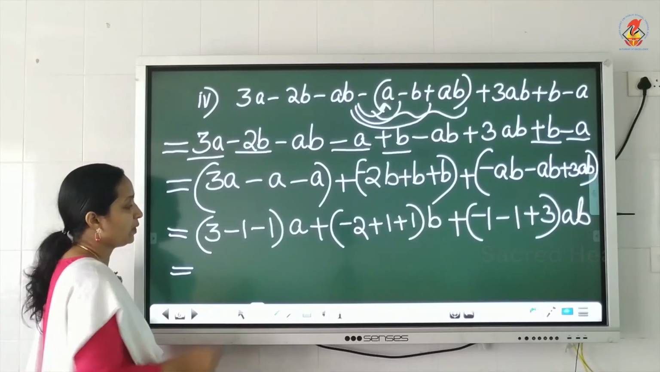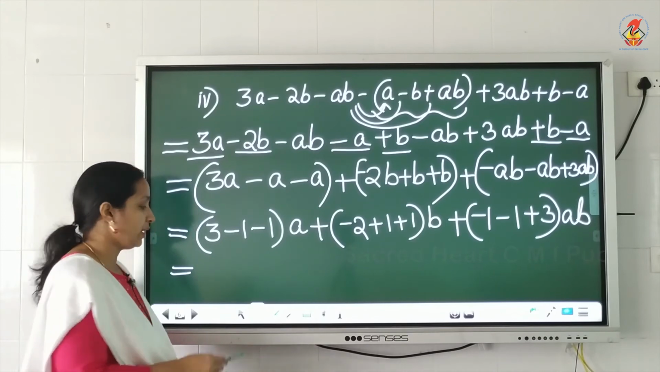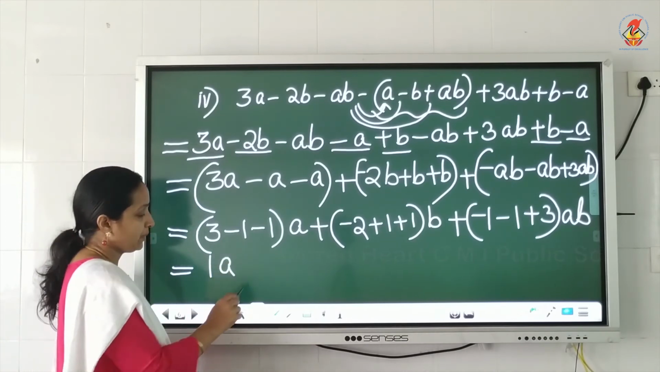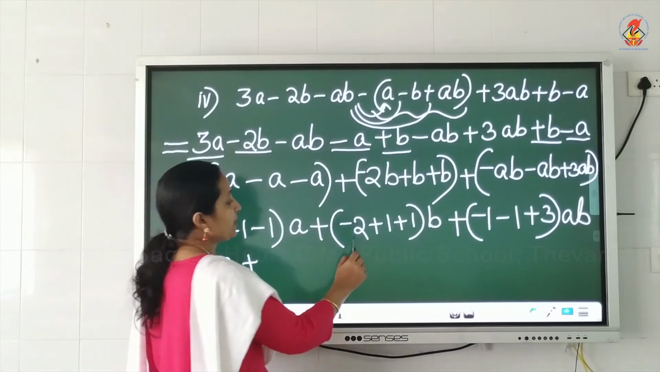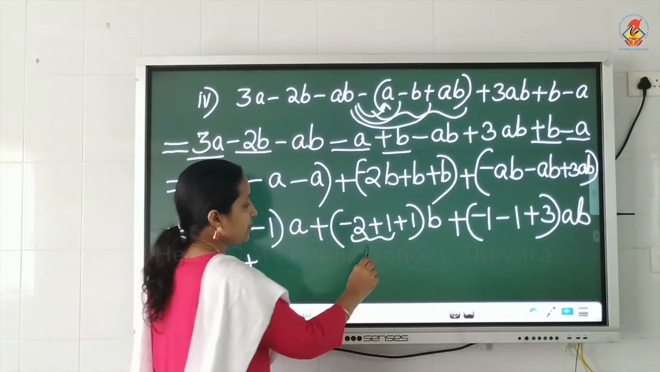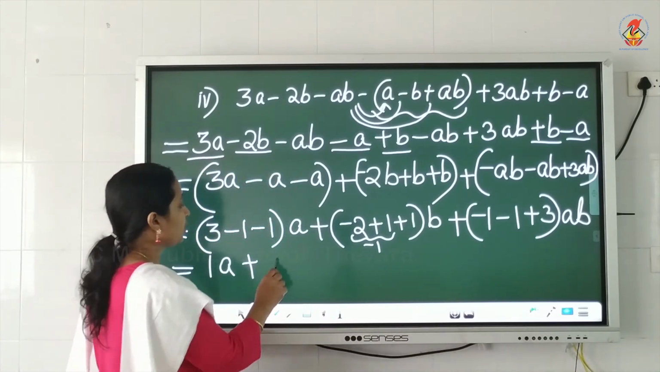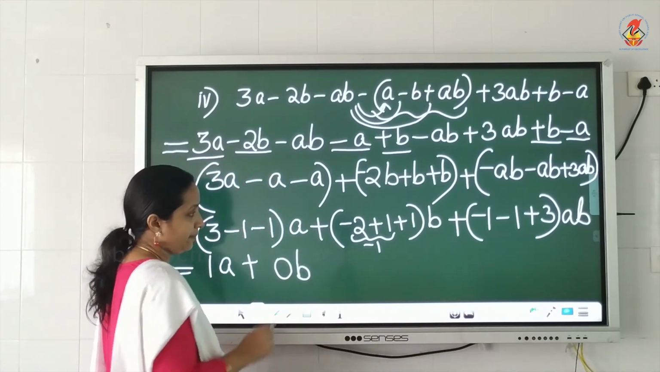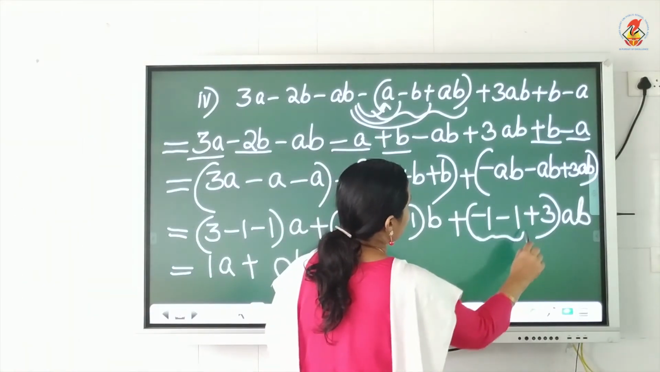So 3 minus 1, what is the answer? 2. 2 minus 1, what is the answer? 1. So we can write it as 1A plus again negative 2 plus 1, what is the answer? Negative 1. Negative 1 plus 1, what is the answer? 0B. 0B plus negative 1 minus 1, what is the answer?